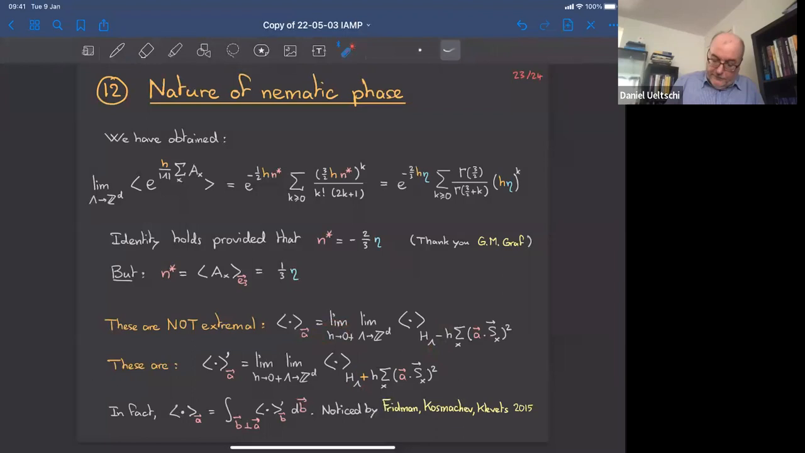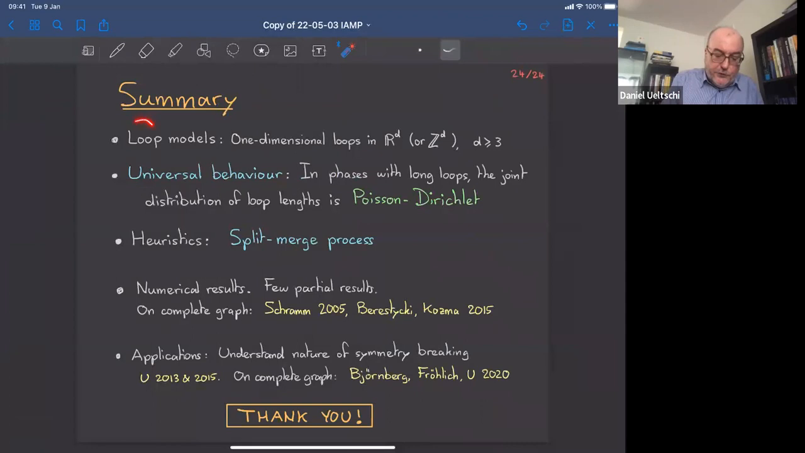Thanks. So just to summarize, the notion of loop models are basically one-dimensional objects living in R^d or in Z^d. And all the discussion that concerned us today was for dimension 3 and higher. Dimension 2 is very interesting, and there is a lot of progress made nowadays, but it's a totally different behavior. And so what I wanted to explain is that there is a universal behavior.